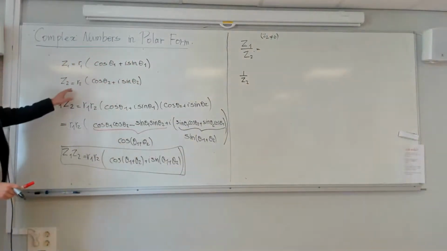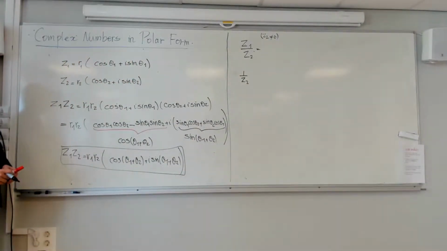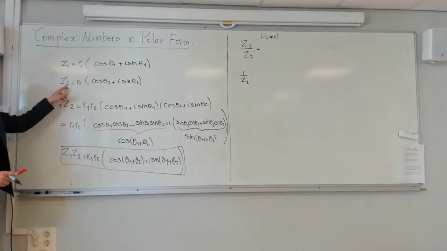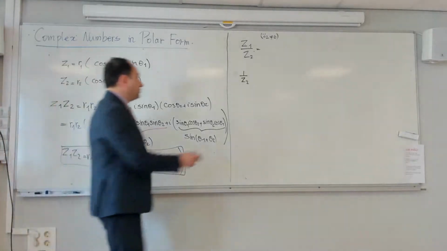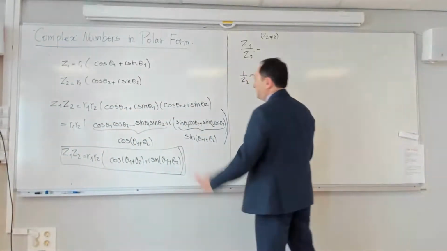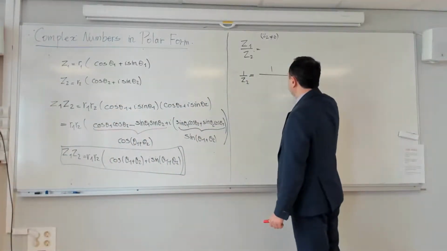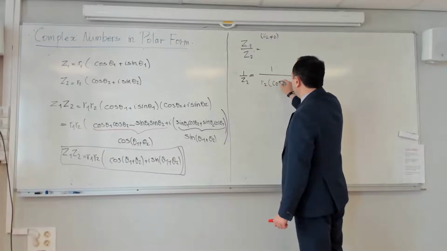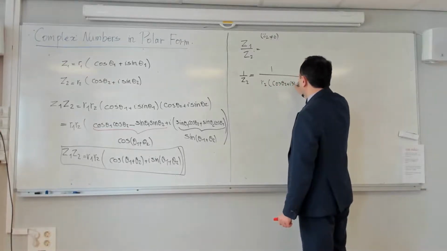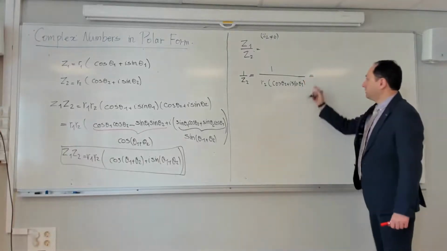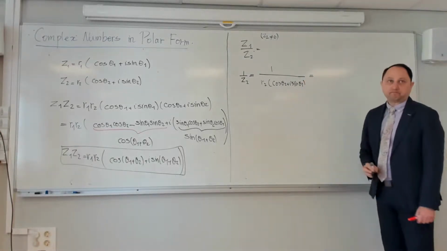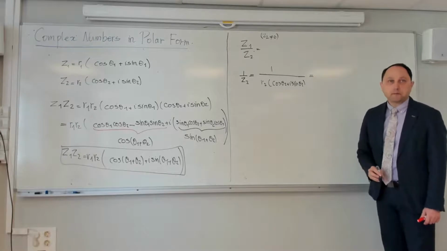What do you think will happen? Let us calculate 1 over z squared together. So in principle, you should be able to do this calculation for me. So I would write 1 over R2 times cosine theta 2 plus i sine theta 2. Yes? But can you tell me how can I write it? How can I continue here? To the power minus 1. Pardon? To the power minus 1.